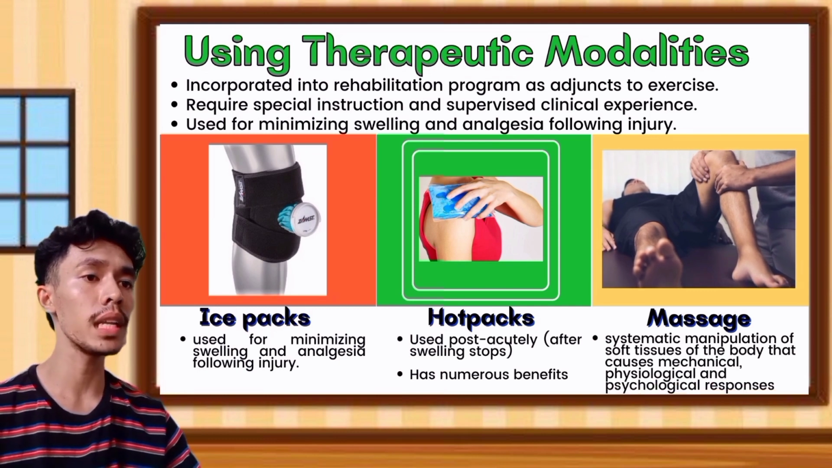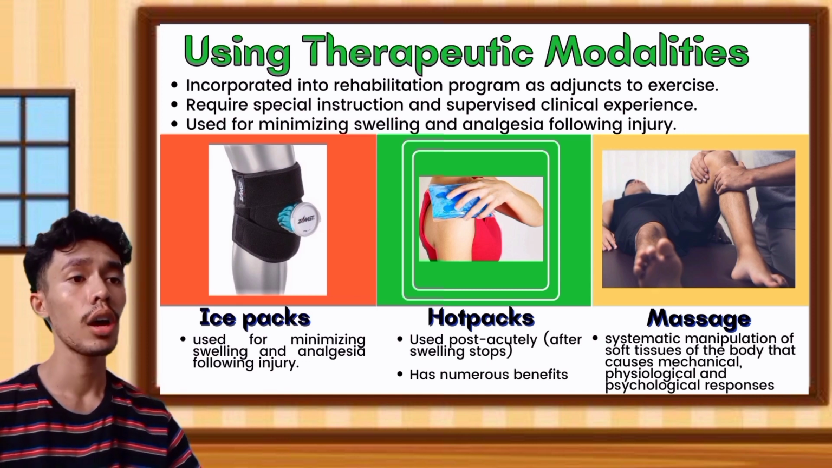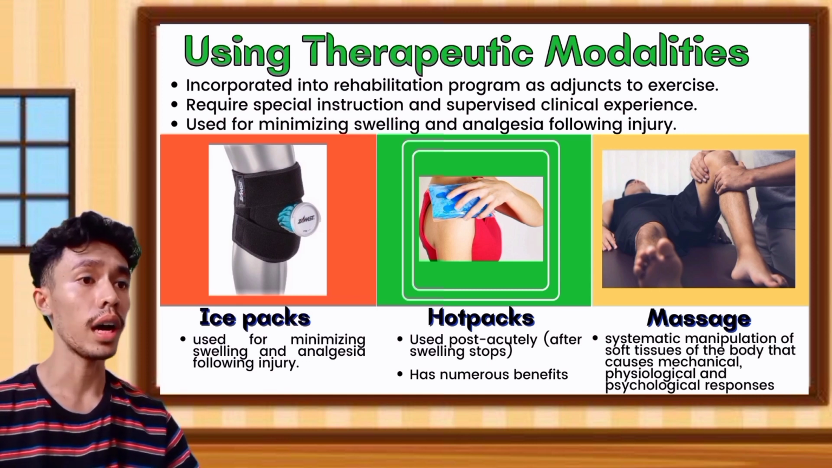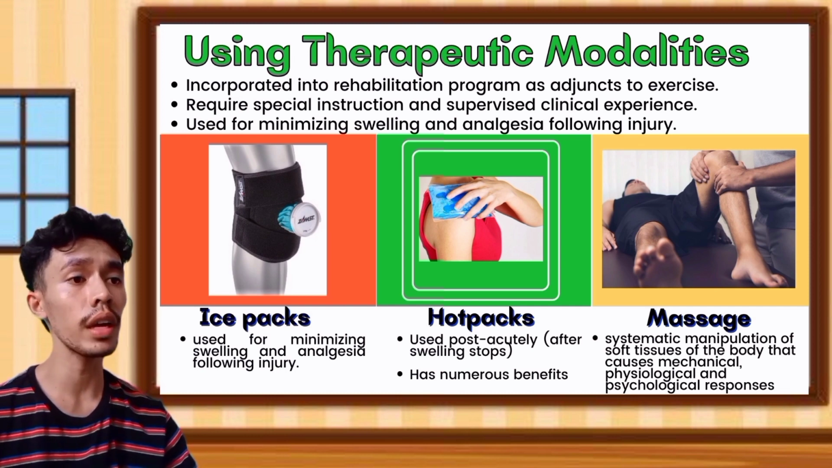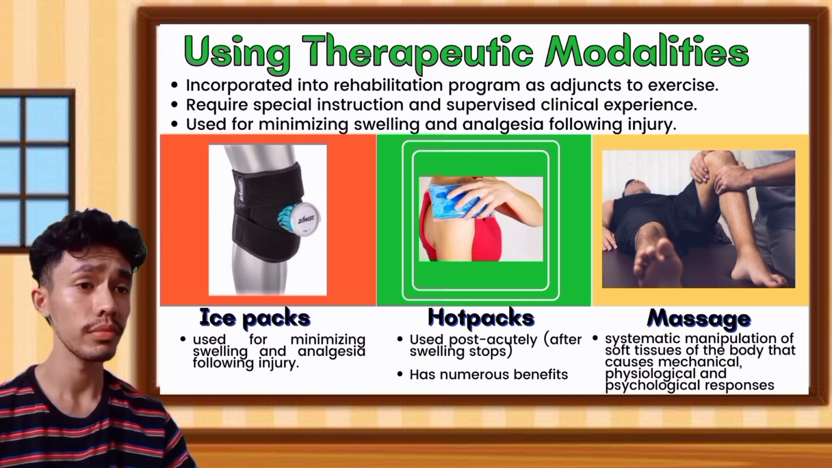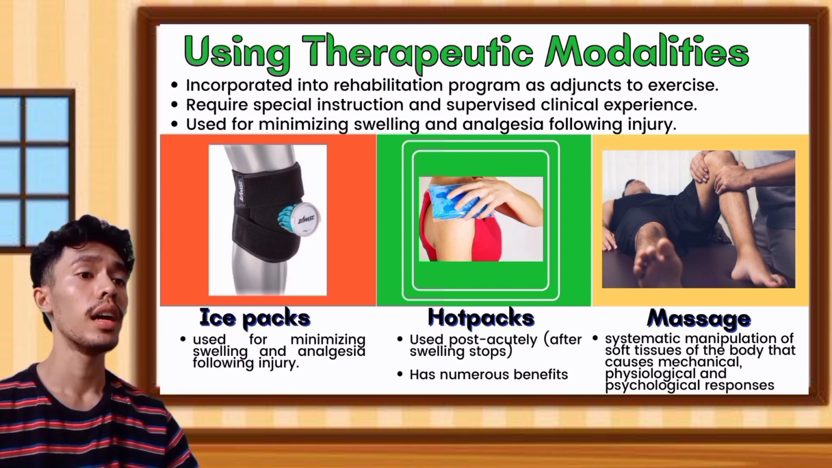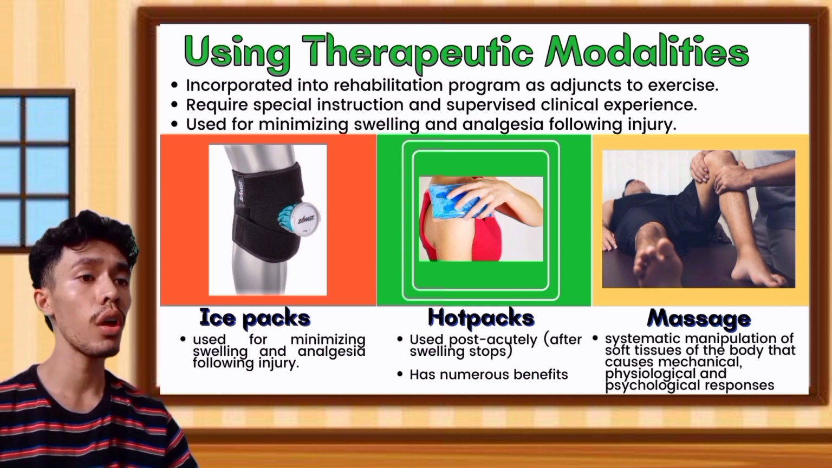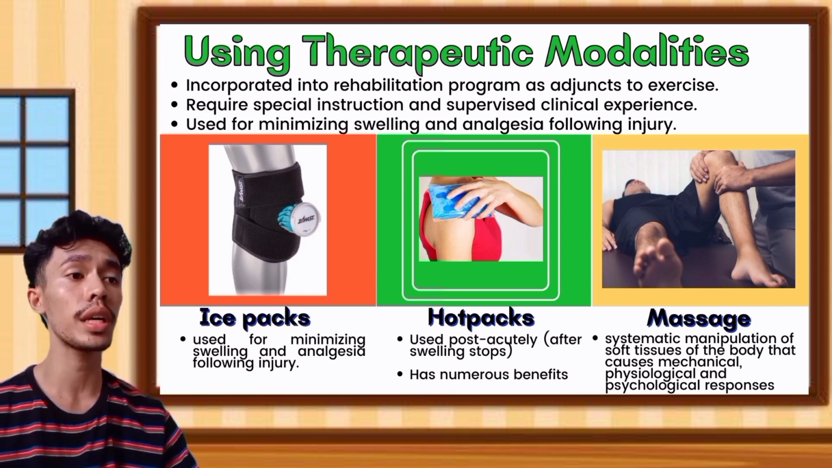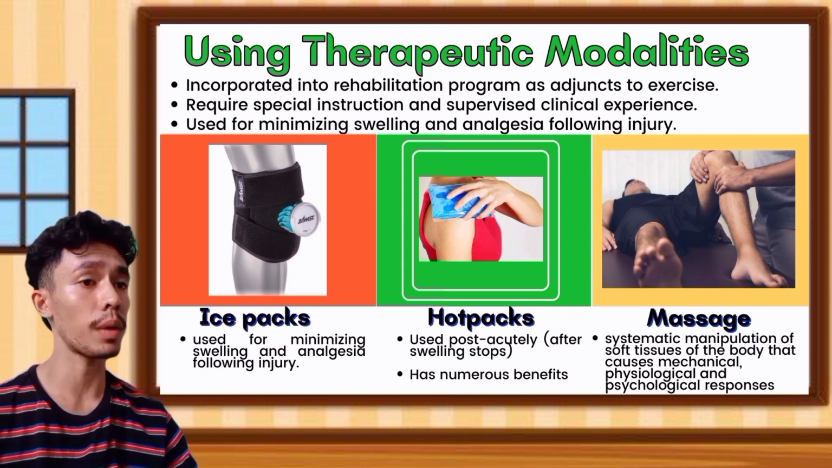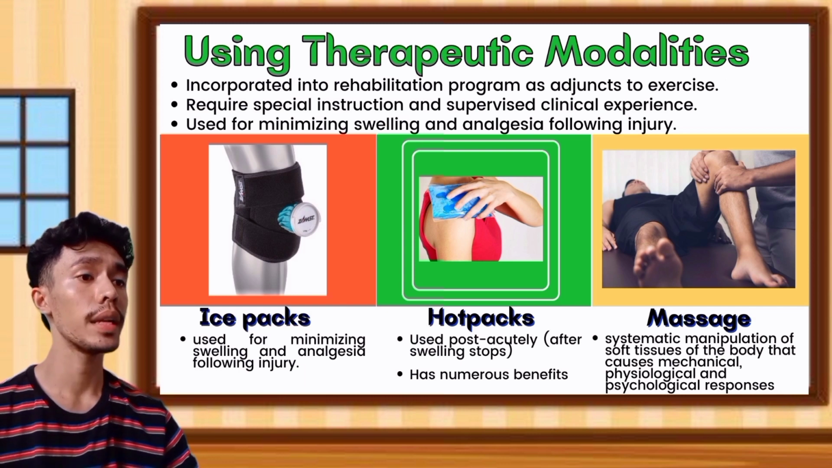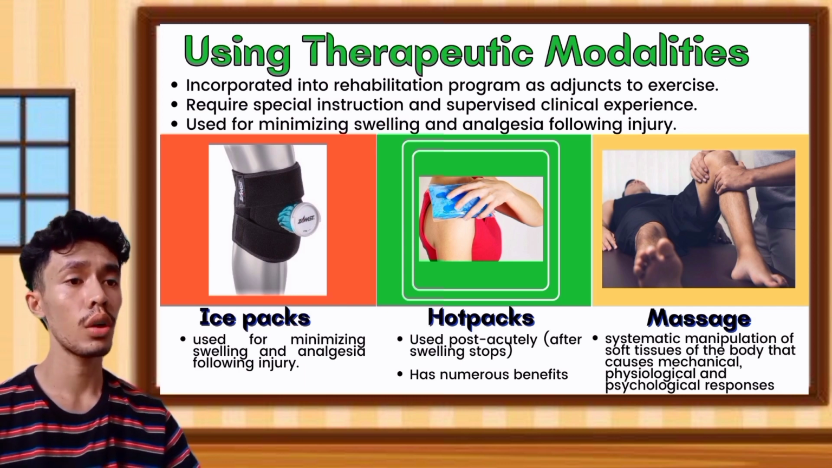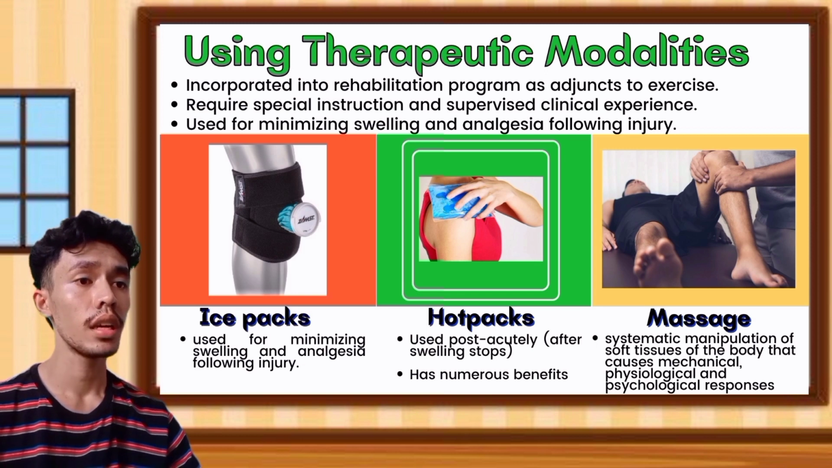So it is systematic manipulation of the soft tissues of the body involving gliding, compressing, stretching, percussing, and vibrating. So it produces specific responses in the athlete. Okay? It causes mechanical, physiological, and psychological responses. So mechanical responses are the direct result of graded pressures and movement of the hand on the body. So these are the benefits.